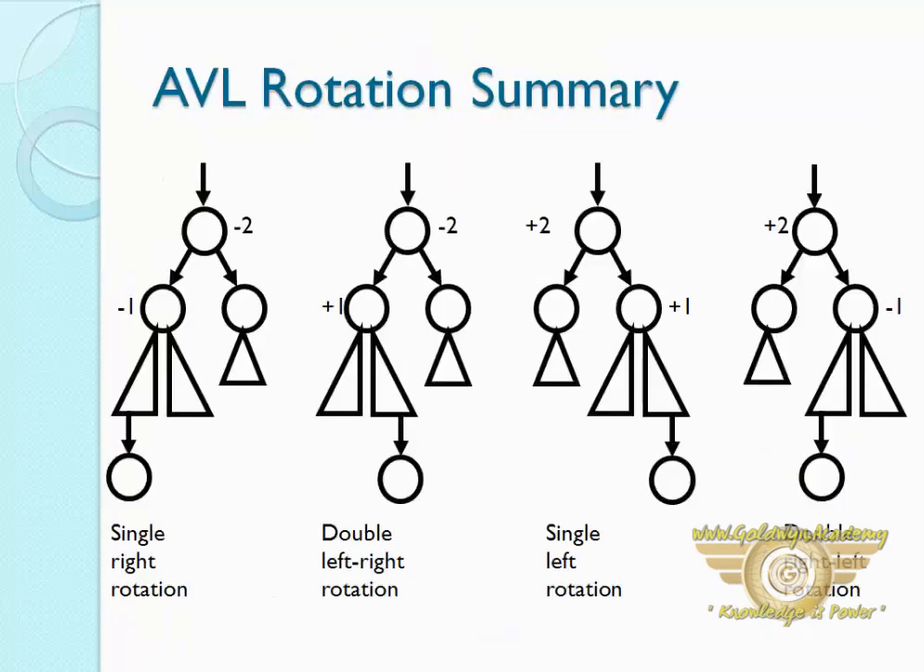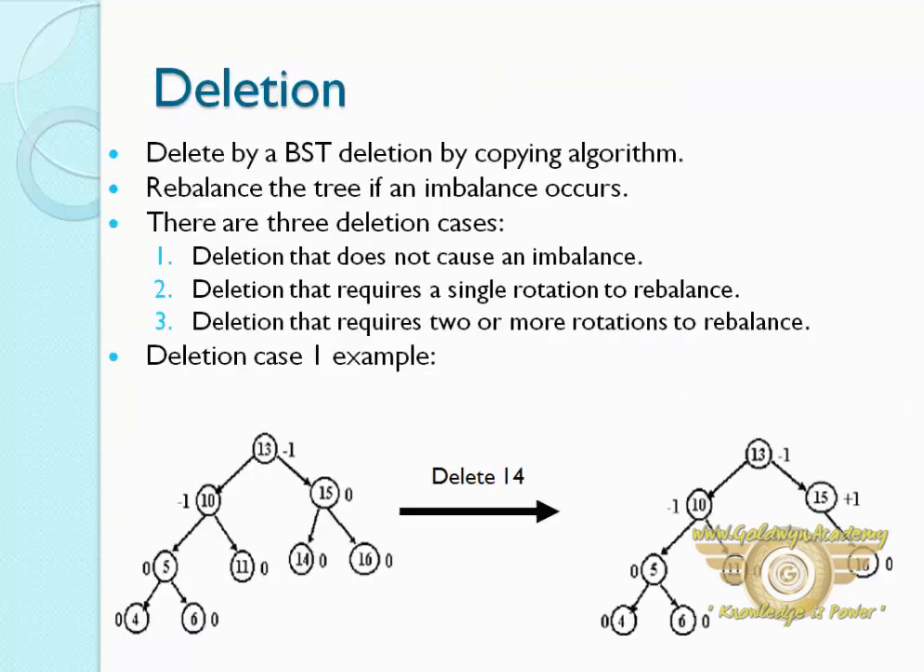This is a short summary of AVL rotations. The first one is single right rotation, the second one is double left-right rotation, the third one is single left rotation, and the fourth one is double right-left rotation.